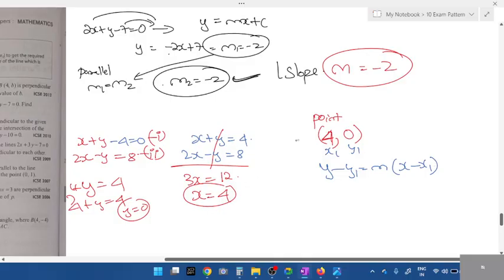After solving this equation, we got 1 point. By solving the first one, we got the slope. By solving the second two, we got the point. Then we use this formula: the one slope, 1 point formula.